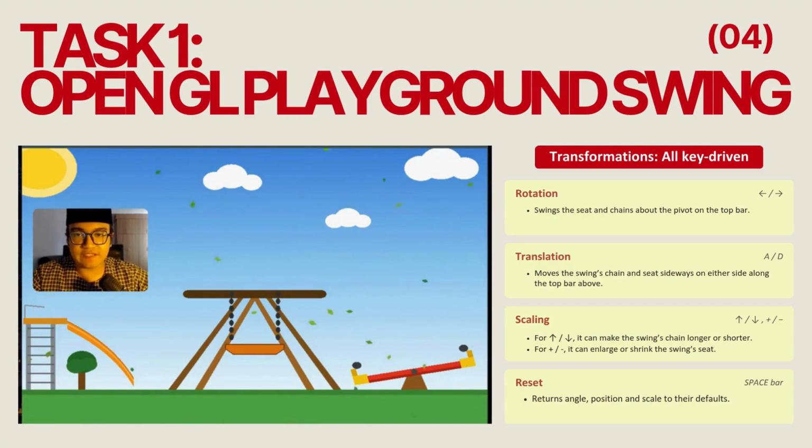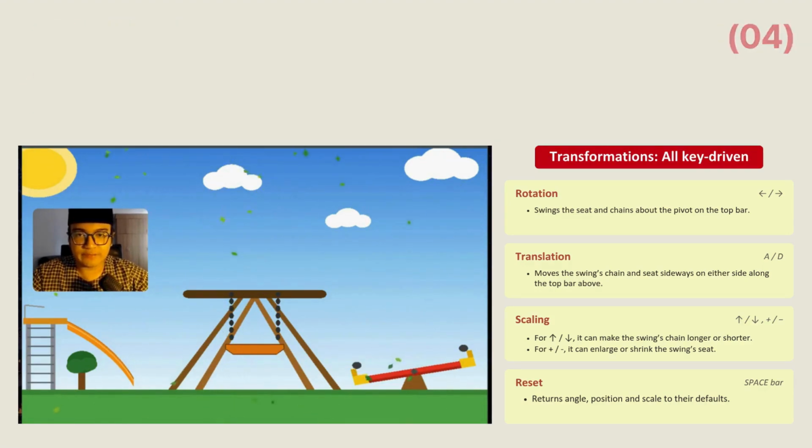Next, we have scaling. When we press the up arrow, the swing chains will retract up, making the chains shorter. When we press the down arrow, it will stretch out the swing chains, making them longer. In addition, when we press the minus button, it will shrink the swing seat, and when we press the plus button, it will enlarge the swing seat. So that is all of the transformations that we have added to Task 1, the OpenGL swing.